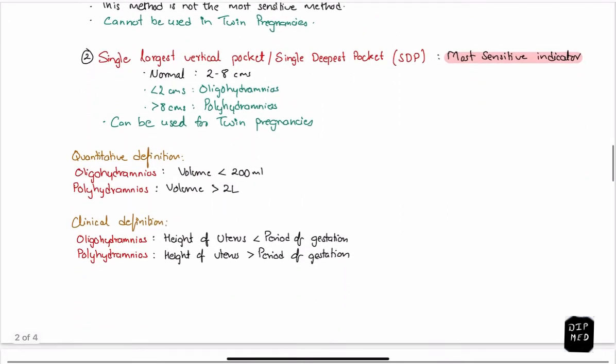The next parameter is single largest vertical pocket or single deepest pocket. It is the most sensitive method. Here, instead of dividing the abdomen into quadrants, we directly measure the length of a single deepest vertical pocket that could be lying in any quadrant. Normal length is between 2 to 8 cm. So if the value is less than 2 cm, it's oligohydramnios, and if it's more than 8 cm, it's polyhydramnios. And this method can be used for twin pregnancies as well.